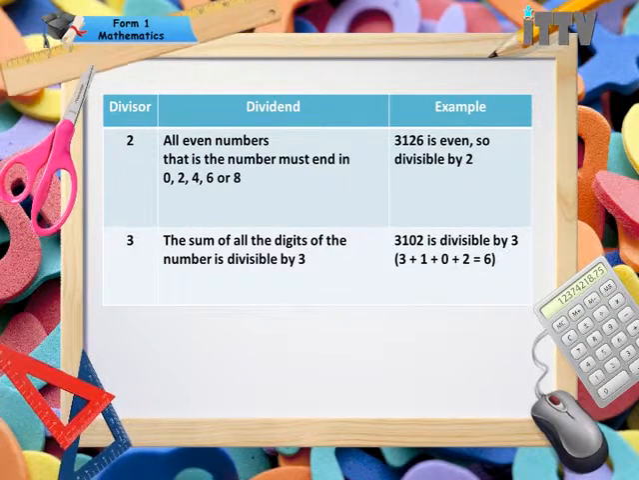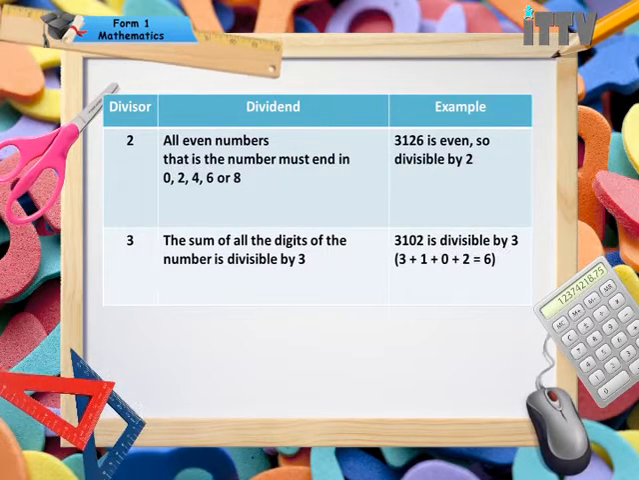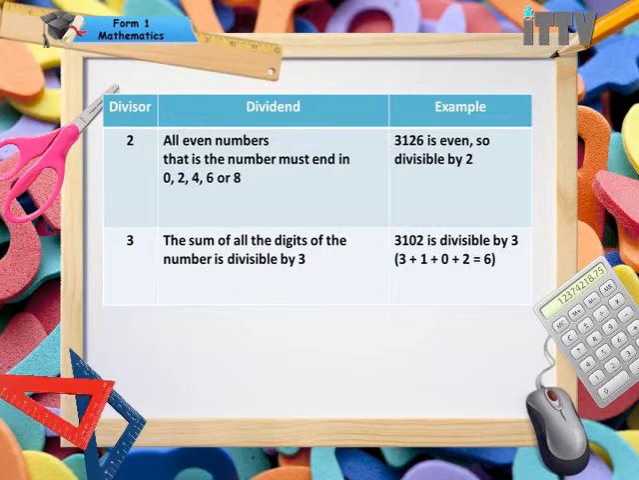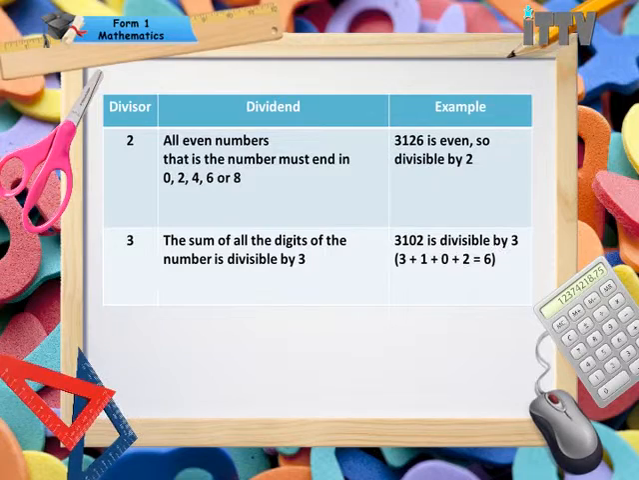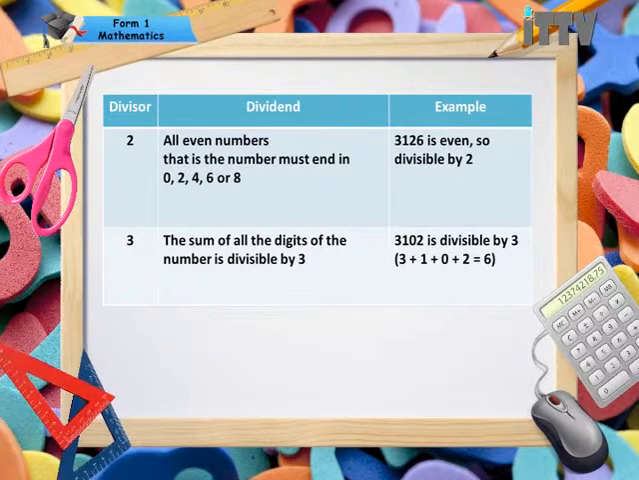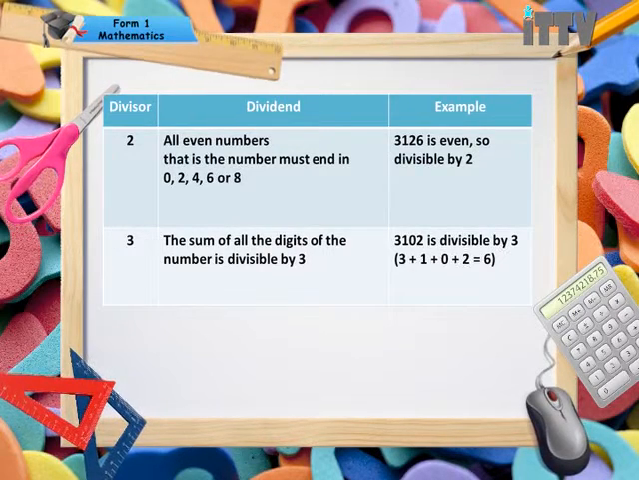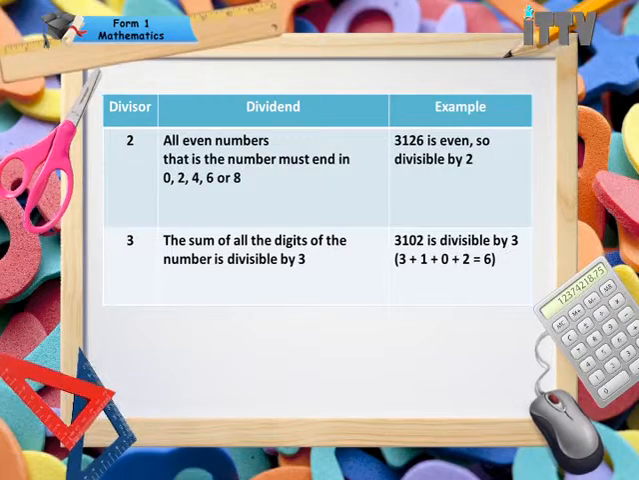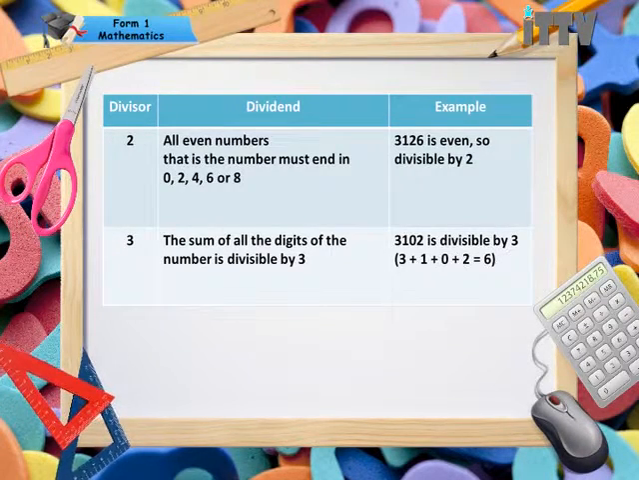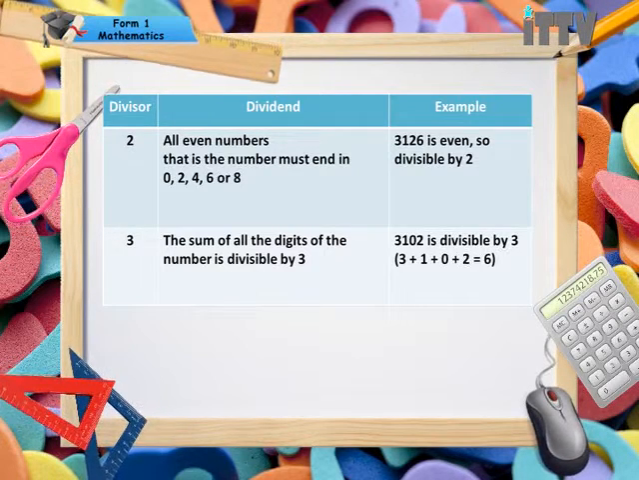Let's check out 3 as a divisor. The sum of all the digits in the dividend is divisible by 3. For example, 3102 is divisible by 3. How do we know that? The sum of all the digits in the dividend 3102, 3 plus 1 plus 0 plus 2, will give you a total of 6. Now, is 6 divisible by 3? Yes. Therefore, 3102 is divisible by 3. It's kind of easy now, isn't it?